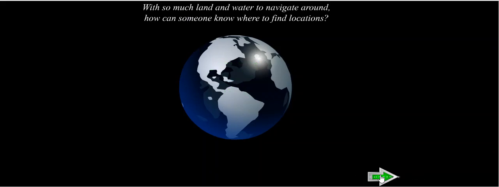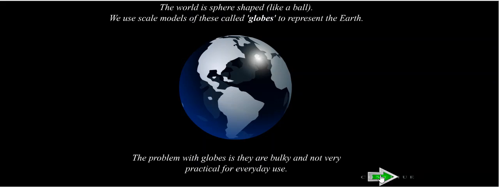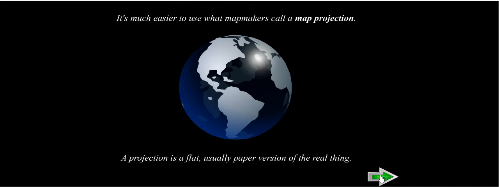With so much land and water to navigate around, how can someone know where to find locations? Over time, methods have been developed to help us find our way from place to place. The world is a sphere shaped like a ball. We use scale models of these called globes to represent the Earth. The problem with globes is they are bulky and not very practical for everyday use.